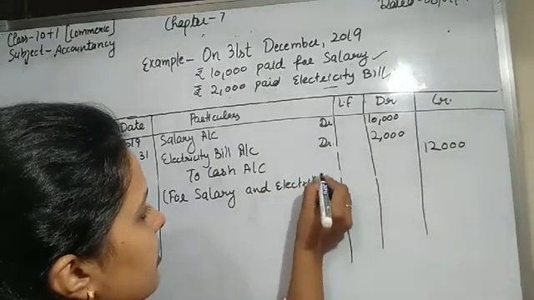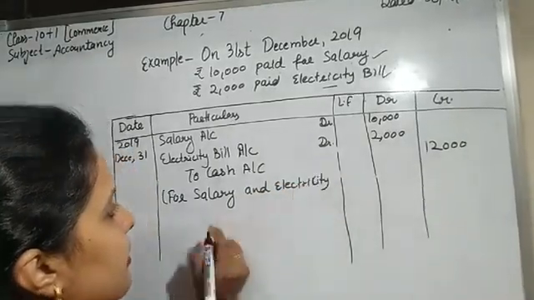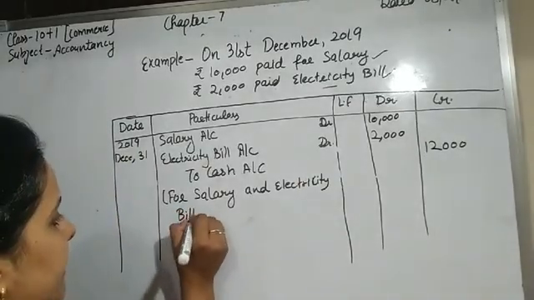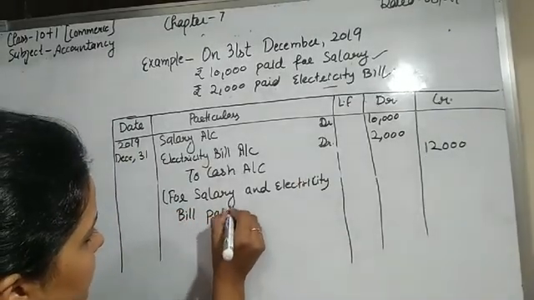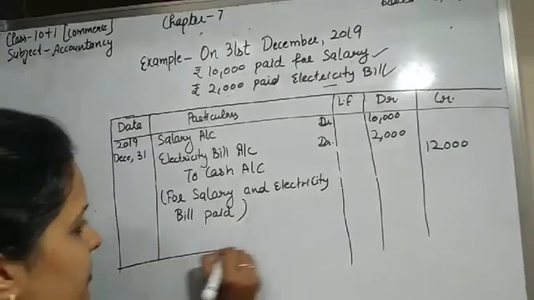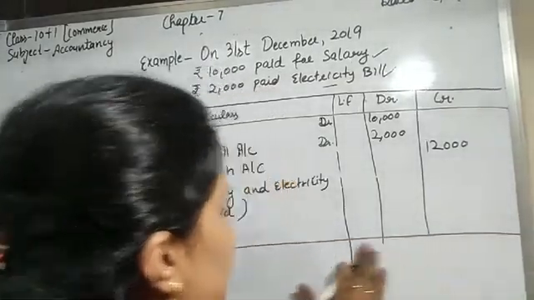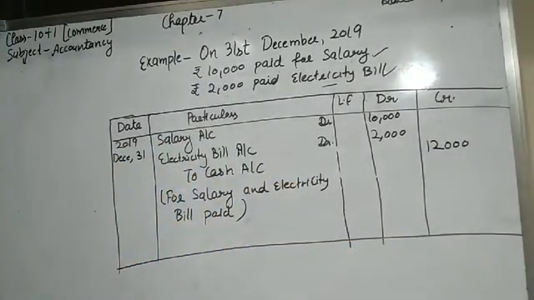Salary and electricity bill paid. Clear students? So this is the compound journal entry.